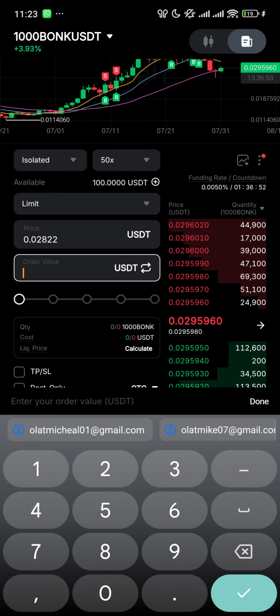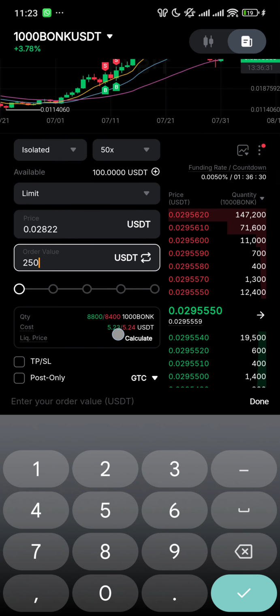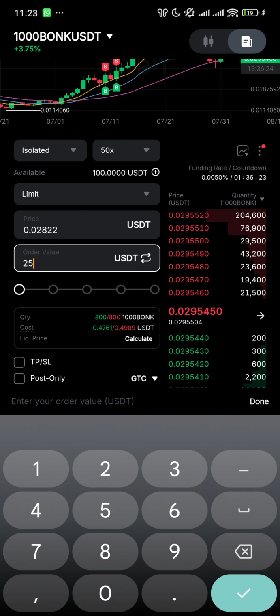Now remember, our trading capital here is $100, right? So now we're going to determine how much you want to trade with from this $100. For this $100, we want to take just 4 trades. That means for each trade you'll be using $25, right? So if I input $25, notice at the bottom here the cost is showing me 0.4.